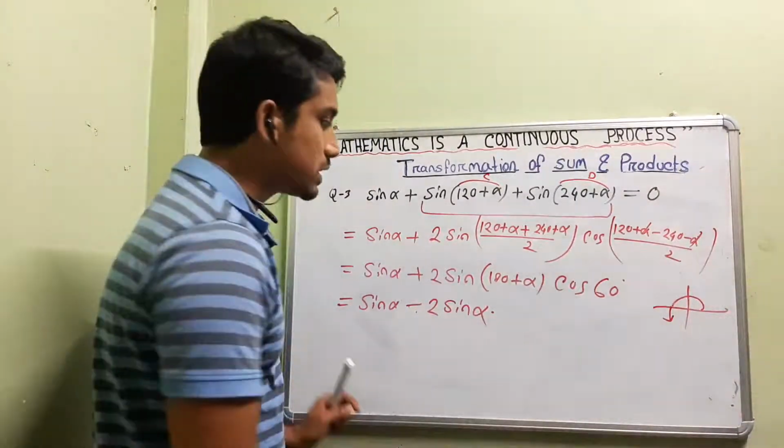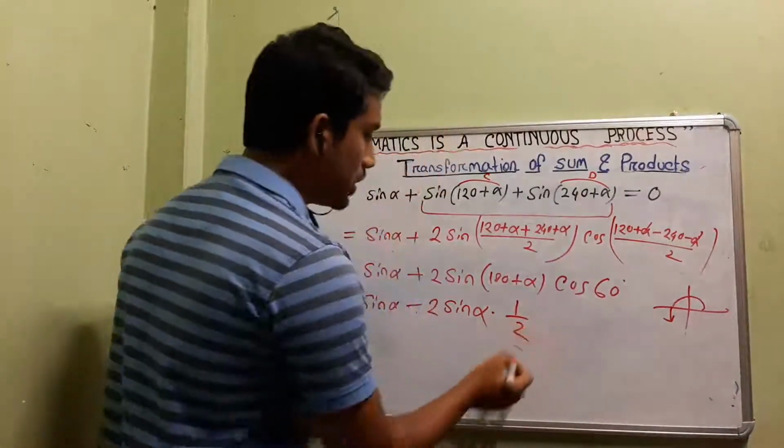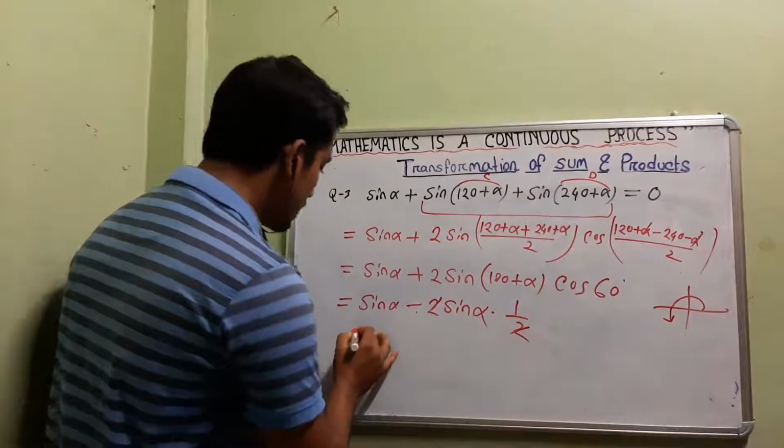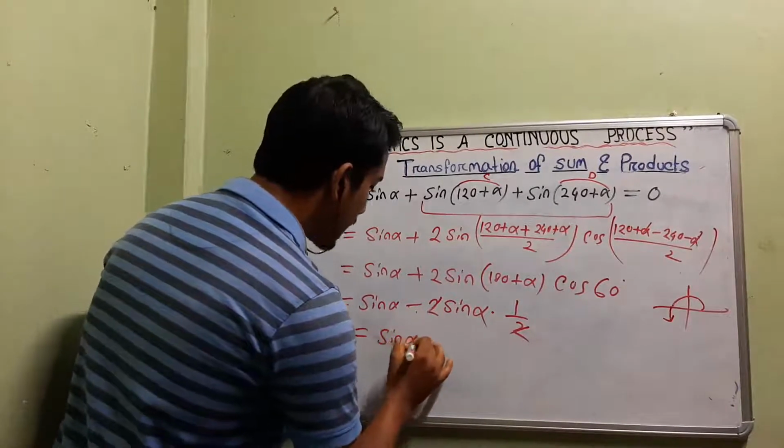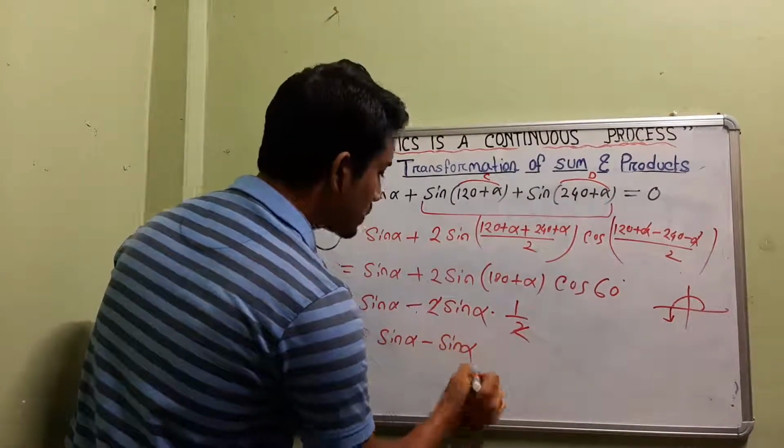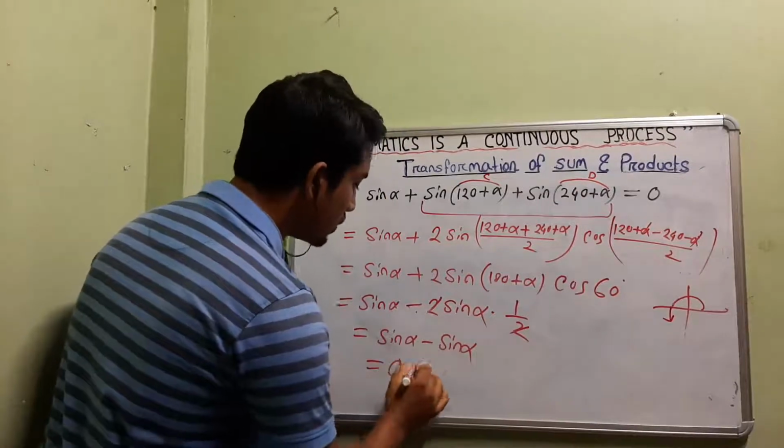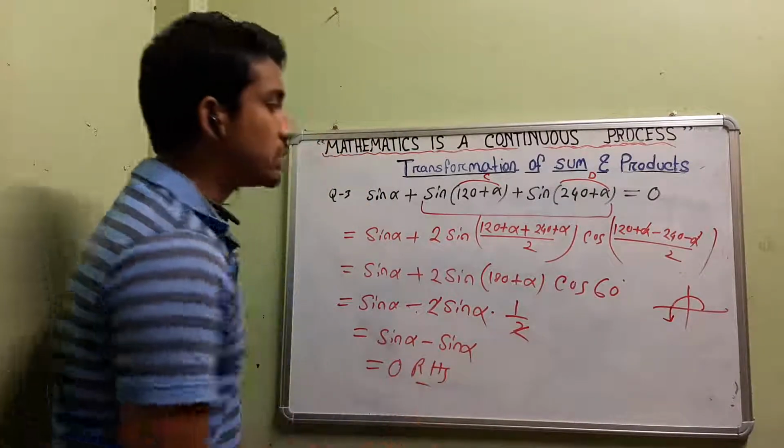What is the value of cos 60 degree? That is half, already we know. So this 2 and this 2 got cancelled. So what are we remaining? We are having sine alpha minus sine alpha. So sine alpha minus sine alpha is giving you 0, which is your right hand side. So in this way also we can prove.